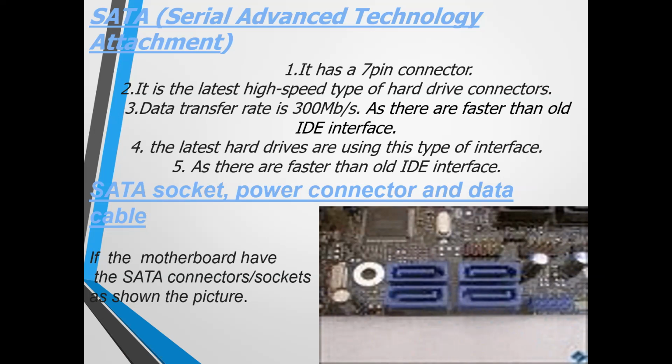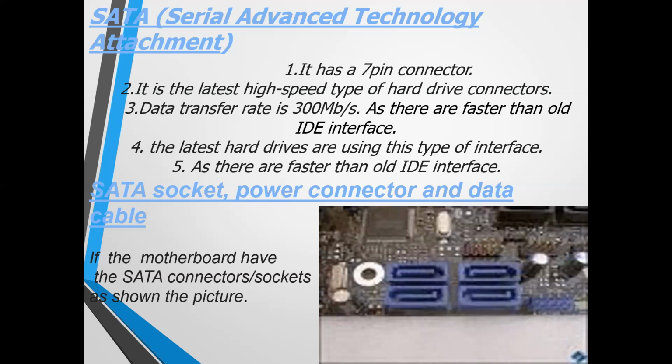This one is smaller. The SATAs, the serial ports, usually have only a 7-pin connector. And this 7-pin connector is the latest high-speed type of hard drive connector. Our data transfers are beyond 300 Mbps, and they are faster than the PATAs or the IDE. They are the latest kind in the drives that we have, and they are very useful as the interface of the hard drive. Of course, they are faster than the older IDE interface.